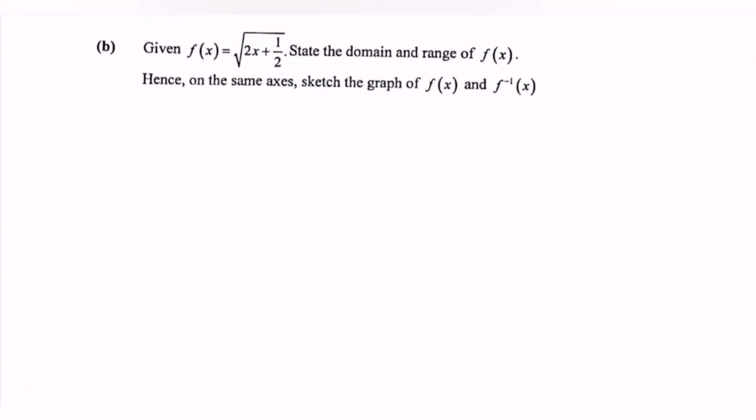B, given the function f(x) equals square root of 2x plus 1 over 2. State the domain and range for the function f(x). Hence, on the same axis, sketch the graph for the function f(x) and f inverse. So kindly refer to the situation.